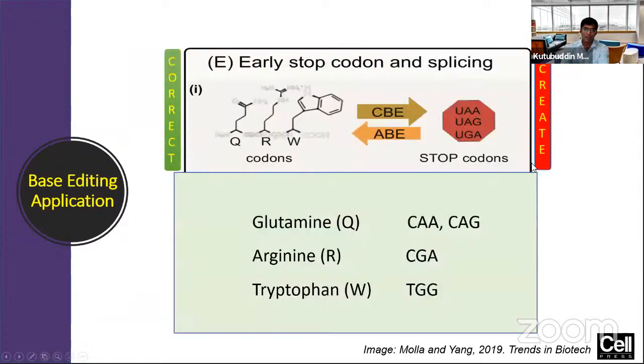Okay, so this is, as I told you, from one of my experiments, that it could be used to correct a stop codon or create a stop codon. If you want to create a stop codon, then you have to apply cytosine base editor. These are the three stop codons. Now, if you want to correct that stop codon, as I gave you an example, ABE or adenine base editor could be used to correct them.